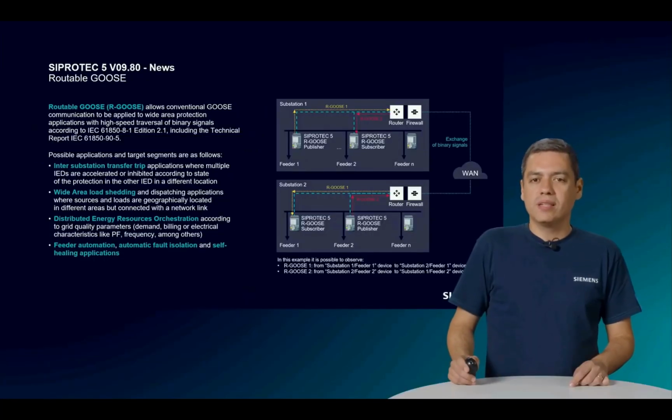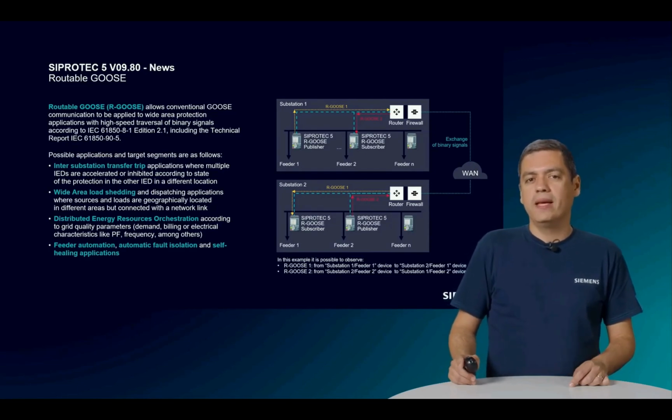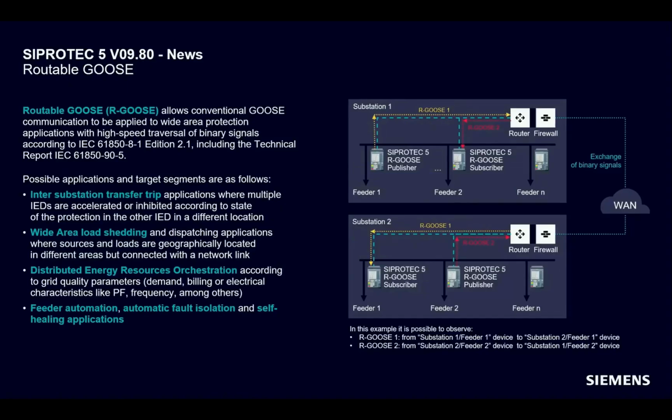To make it easier to understand, let's look at a simple but useful example. This image shows the exchange of binary signals by sending R-GOOSEs from a SIPROTEC 5 publisher in one substation, substation 1 for example, to a SIPROTEC 5 subscriber in another substation, substation 2 for example.